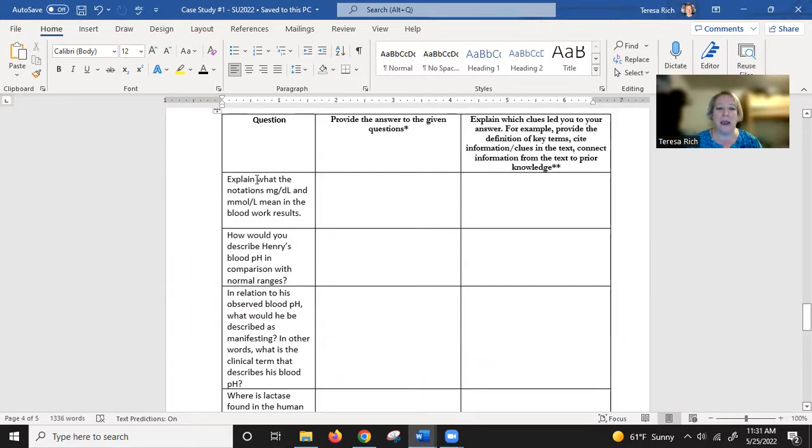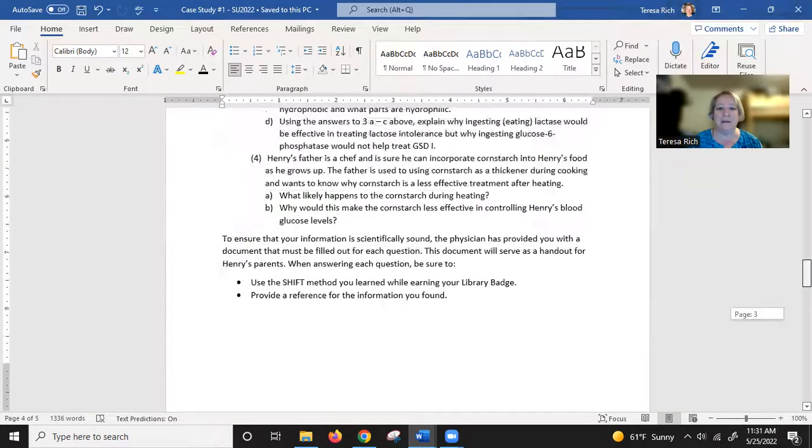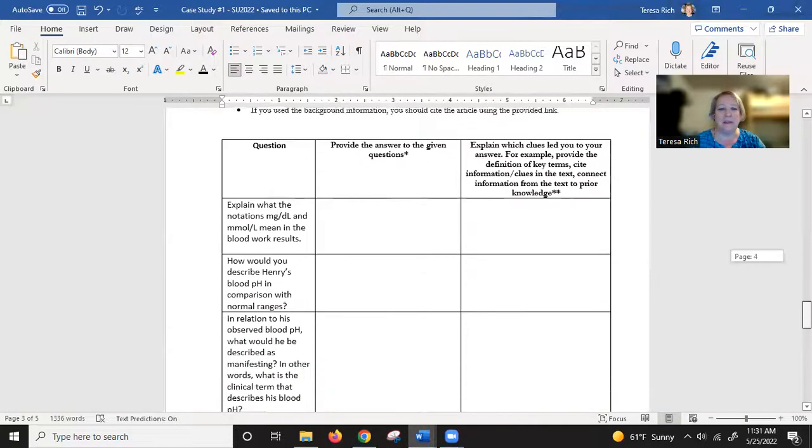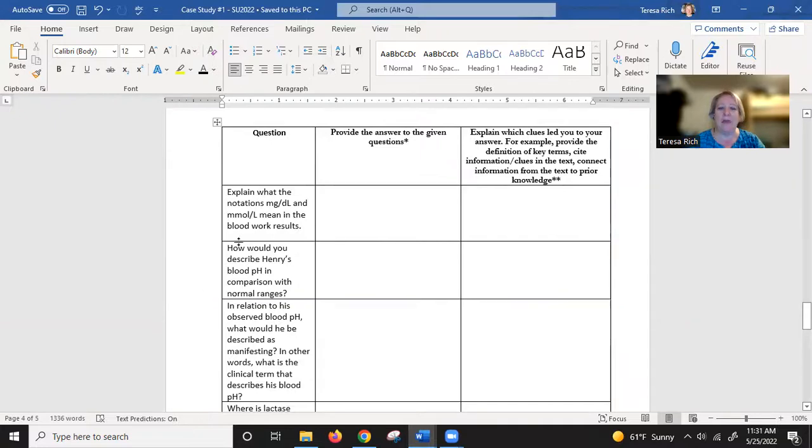Over here I have reminders for what the question is. Up here we have the full question. Sometimes the full question ends up in the table, but sometimes it doesn't. I'm going to answer this second question: how would you describe Henry's blood pH in comparison with normal ranges?